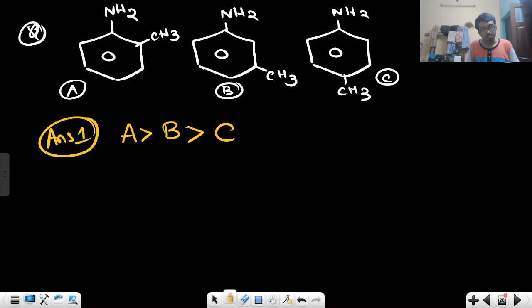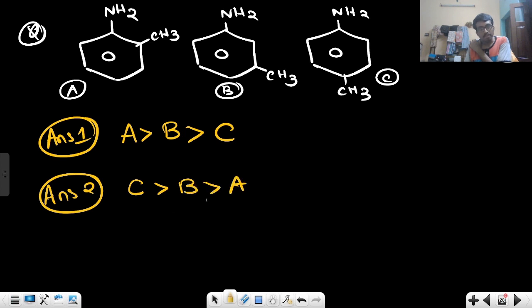Answer 1. Why? See, I'm telling the logic also. What mistakes will you do? You will say inductive effect. Fine. Then distance is less, distance is more, distance is further more. So A will be first, B will be second, C will be third. Okay. Another student uses his brain and says hyperconjugation. Says alpha hydrogen is more labile. So C will be more. Then he says B. Then he says A.